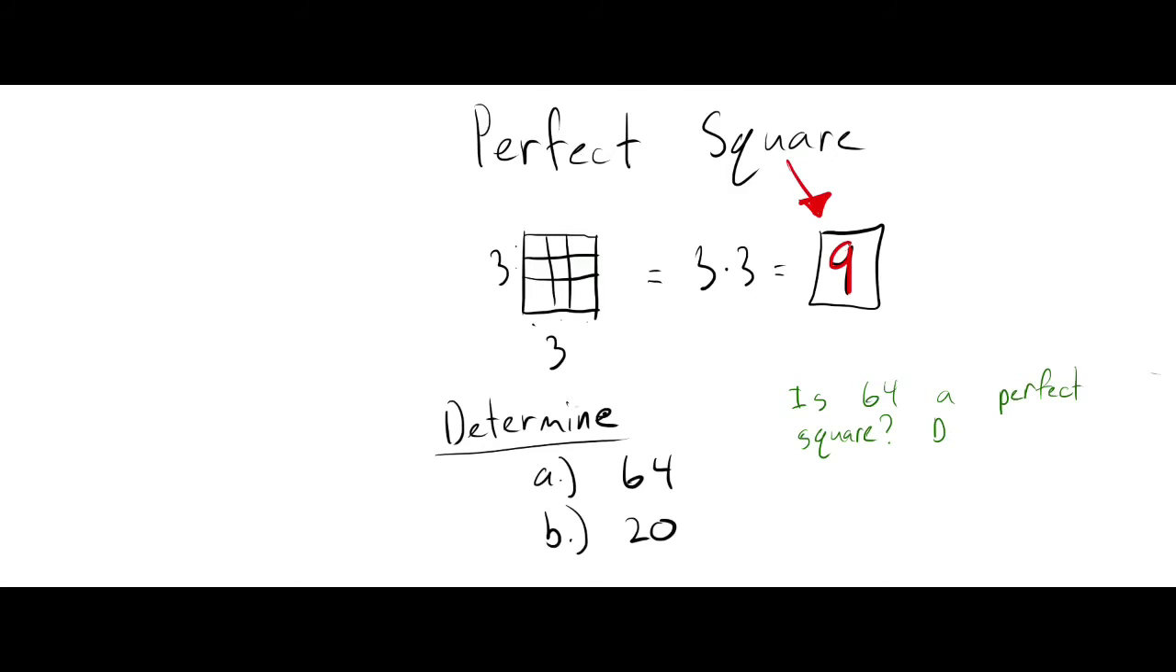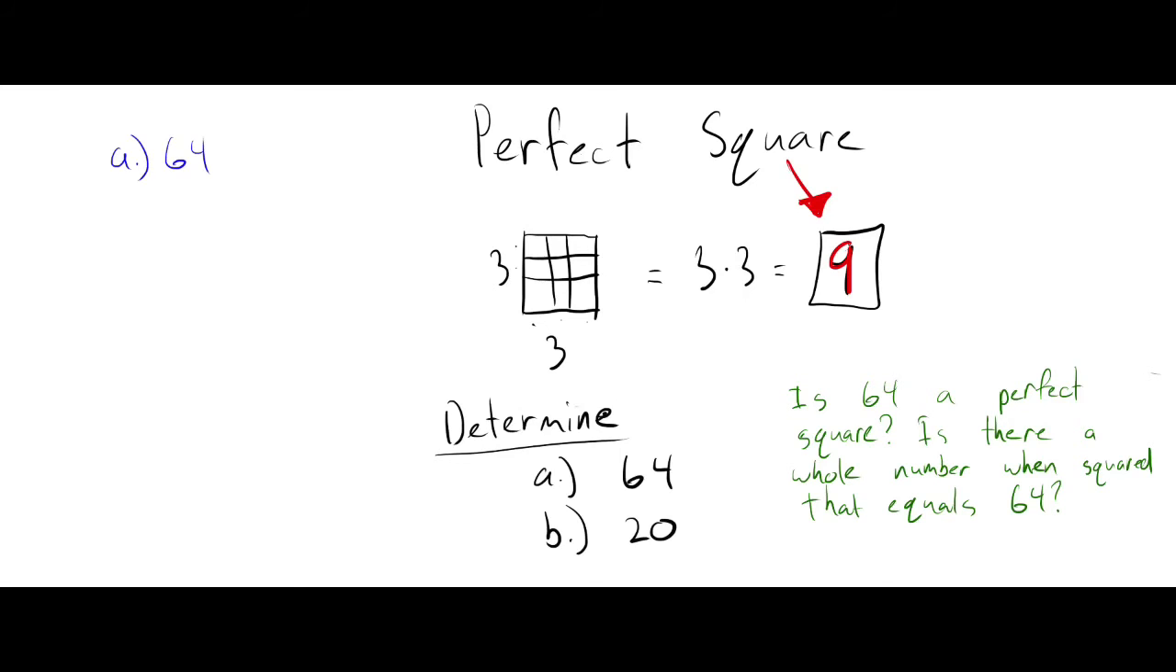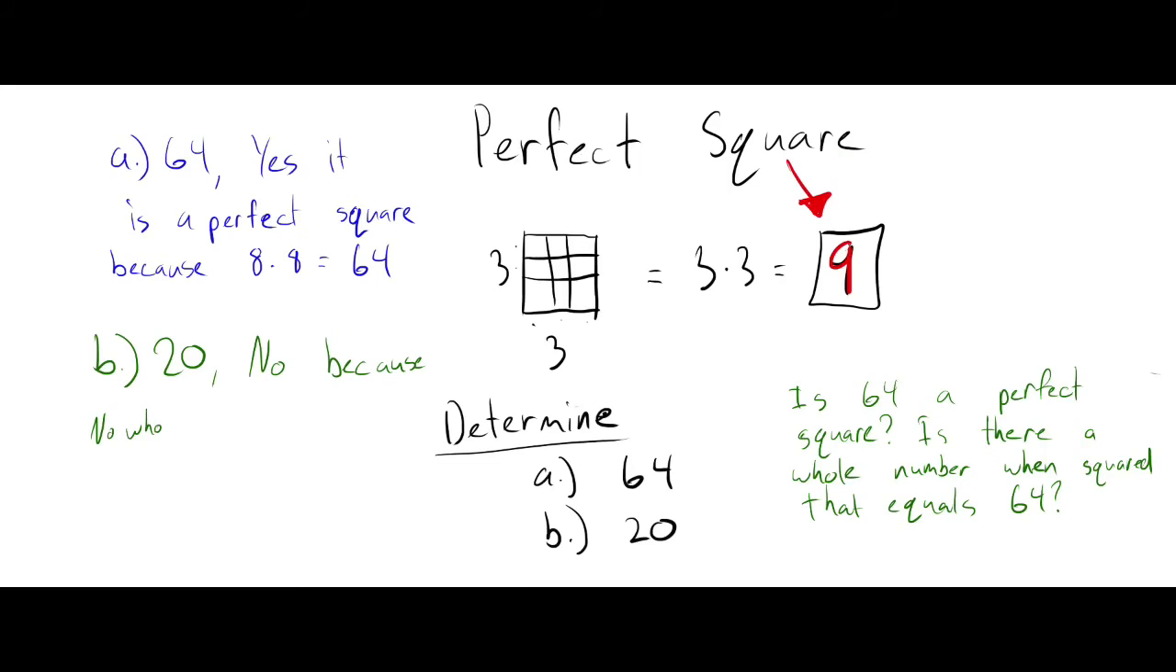So is 64 a perfect square? Can we think of a whole number that when it's multiplied by itself equals 64? I think we can. So we know that, here we are on the left now, that 64 is a perfect square because 8 times 8 equals 64, so it has a whole number. 20 is not a perfect square because there are no whole numbers that when multiplied equal 20.